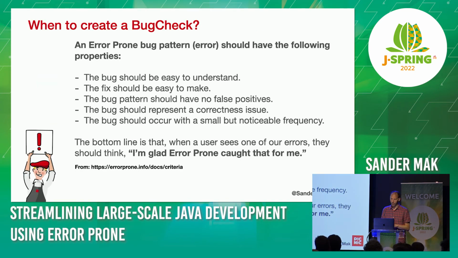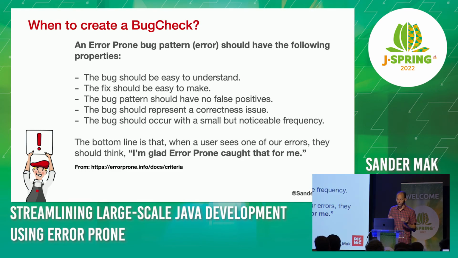So if you go to the error-prone website, there's actually this nice page where it says, okay, when do you actually want to create a bug check? And what are the criteria? And then if you want to also contribute it back to error-prone, what should you think of? They really want to focus on the low-hanging fruit for the checks that they include in error-prone core, I would say. So the bugs should be easy to understand, the fix should be fairly local and easy to make, because you can go all out in the bug check if you want to, but that's really not what you should do.